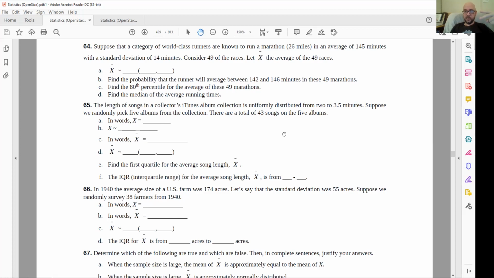This is an albums collection, right? We're thinking of this as songs from this distribution. We have 43 of them. What's the distribution of the mean lengths of those 43 songs, right? That's really what we're asking about here. So in words, X is the length of the songs, the distribution of song length in this collector's album collection. And X is not normally distributed, it is uniformly distributed, right? So that's really important here.